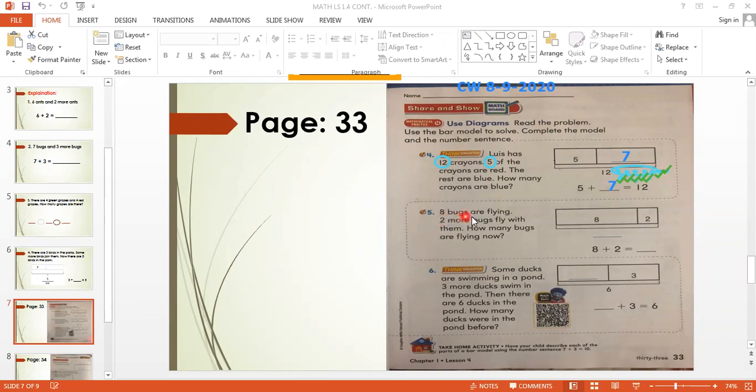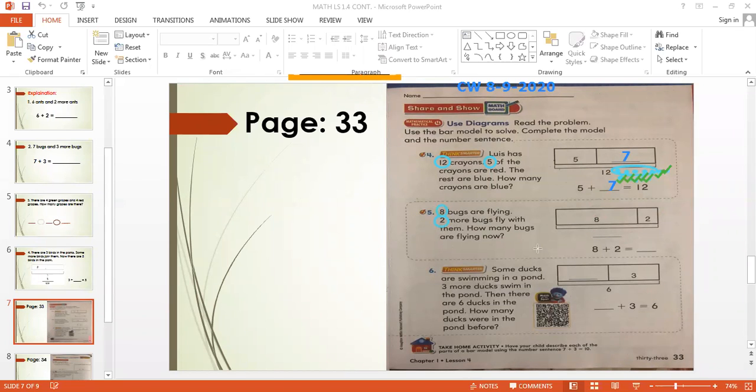8 bugs are flying. 2 more bugs fly with them. So 8 bugs are flying and 2 more join them. So how many bugs are flying now? You have to do the simple addition. You have number 8 and number 2. First, let's circle the number 8 and 2. So now let's do 8 plus 2.